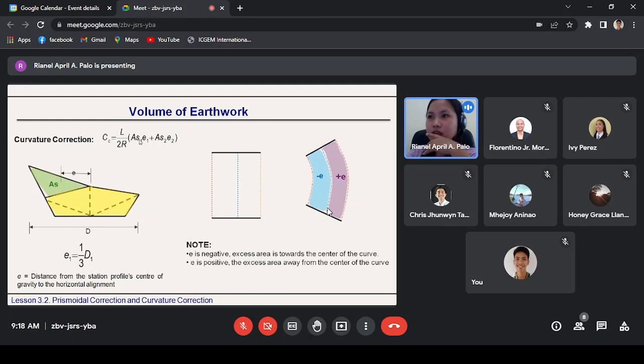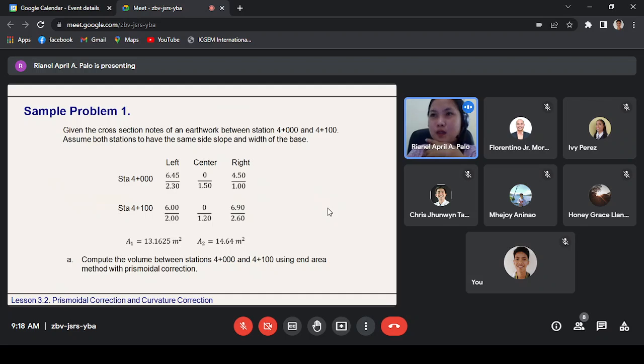Okay. I think that will be all in computing the curvature correction. Do you have any questions before we proceed to the sample problem? None? Not so far, ma'am. Okay, proceed to the sample problem.